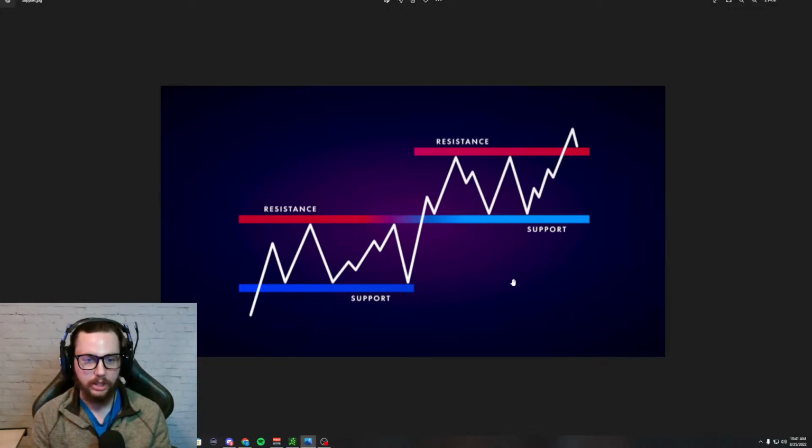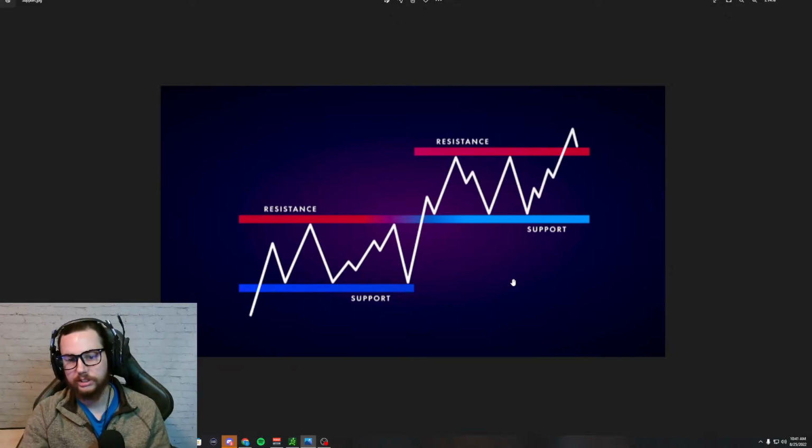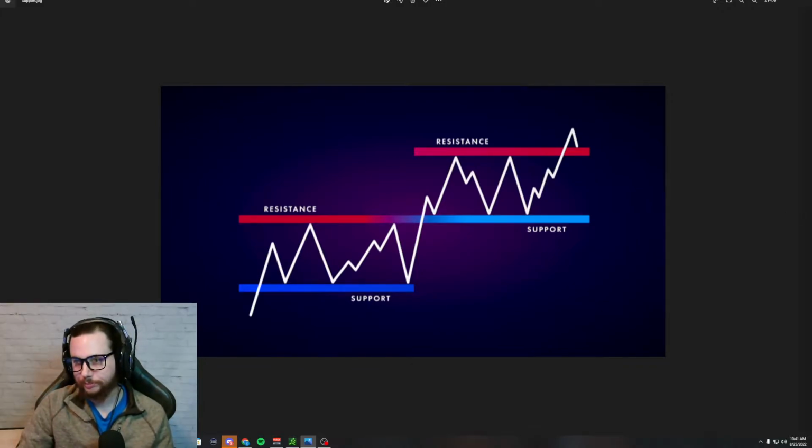As you can see, the red line on the left turns into a blue line on the right and continues the same way we did before. So this is now support. Let's find our new resistance and so on and so forth.